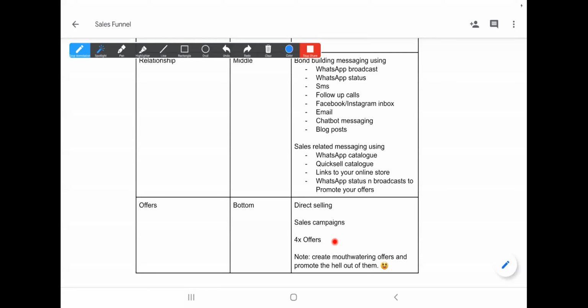So offers are the tools for you to make sales. You run sales campaigns to have a start date and an end date for an offer. Direct selling simply means you are reaching out to people in your contacts and telling them, I have this offer. Can you come and buy?